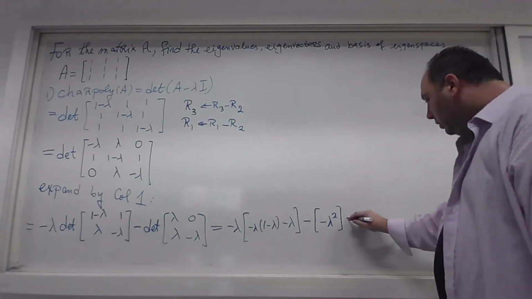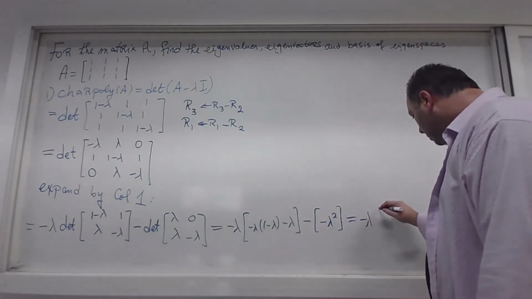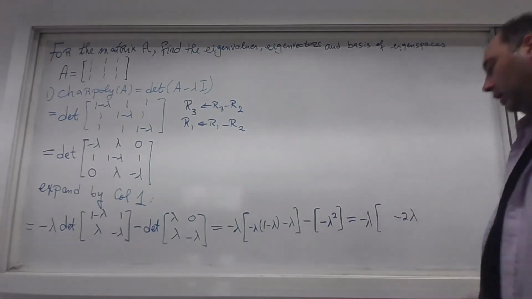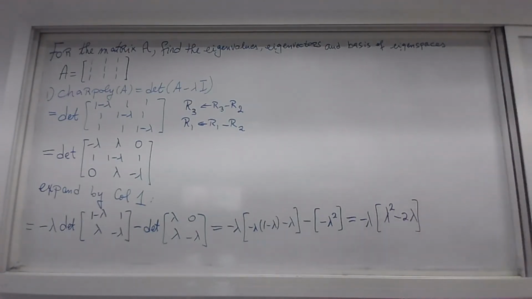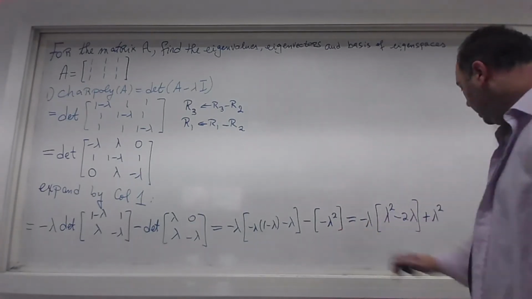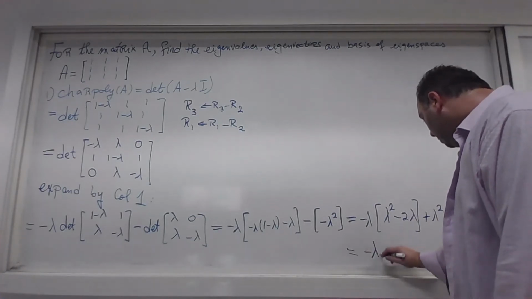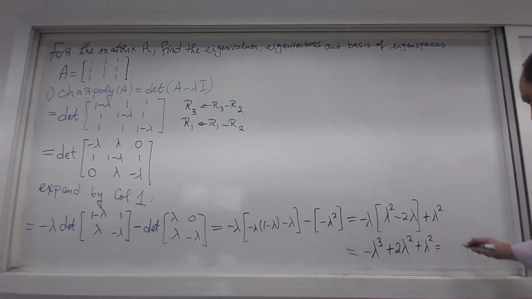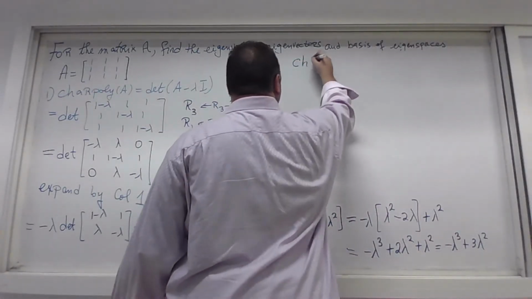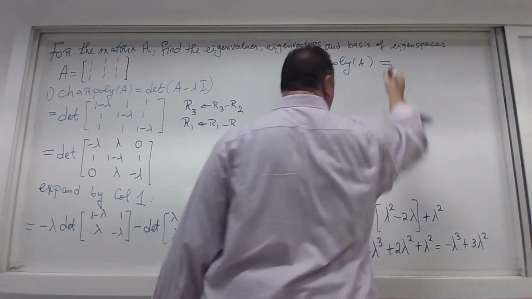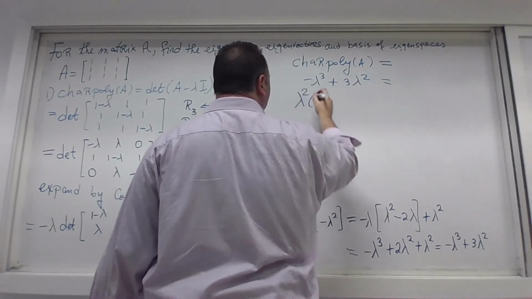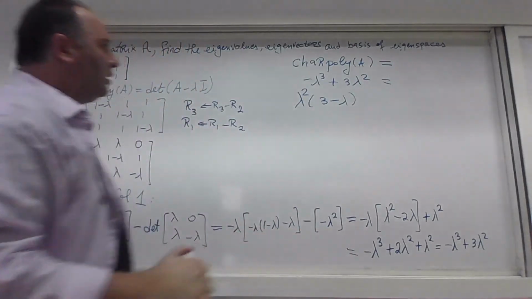Okay, that's cute. Equal, so things here, minus lambda is minus 2 lambda, and then I have lambda squared. Good. And then I have plus lambda squared from this guy, and then this is negative lambda cubed, and then plus 2 lambda squared plus lambda squared is equal to minus lambda cubed plus 3 lambda squared. Wow! So negative lambda cubed plus 3 lambda squared. So I can factor this, put lambda squared out. So I have 3 minus lambda as characteristic polynomial.